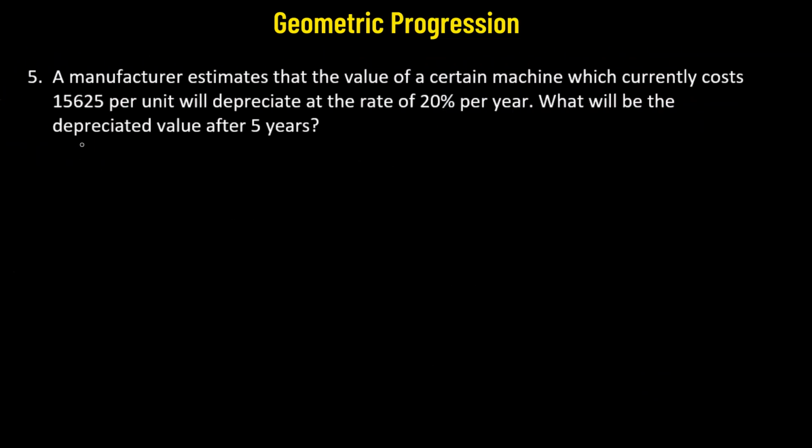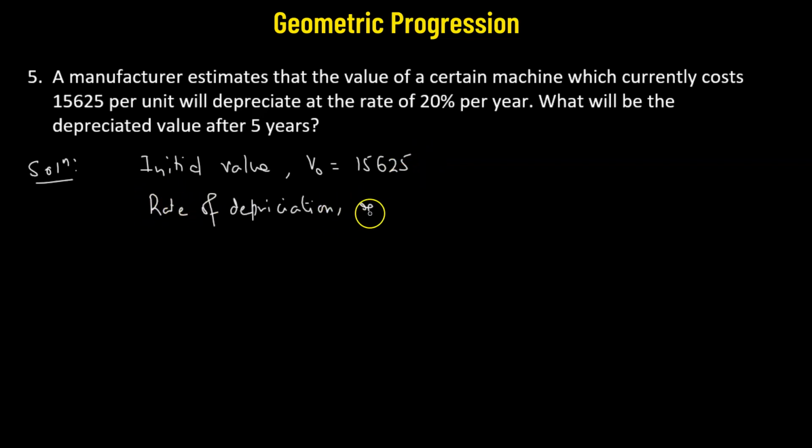So here we have a manufacturer who is estimating that the value of a certain machine that currently costs 15,625 per unit will be depreciating at the rate of 20% per year. What will be the depreciated value after 5 years? So let's say the initial value be represented by V0. So this is 15,625 per unit. Then we have the rate of depreciation, which is given here as 20%.